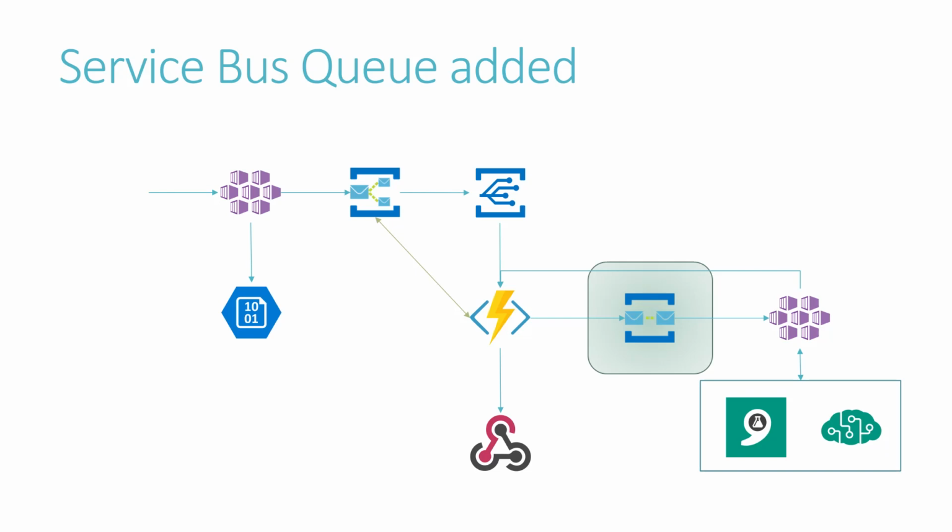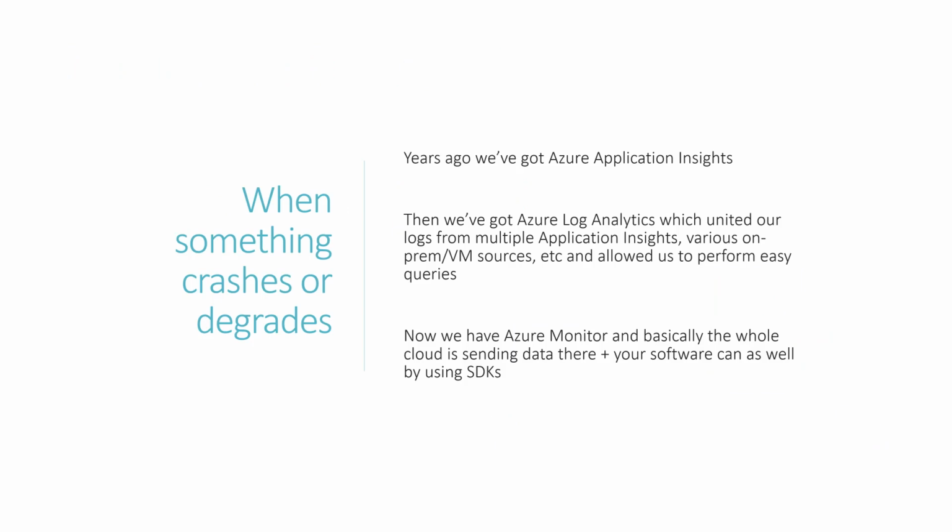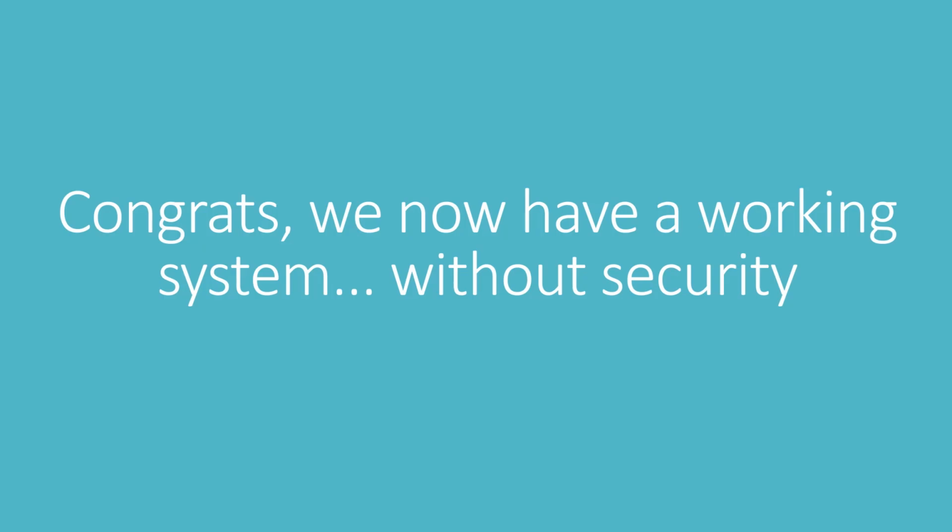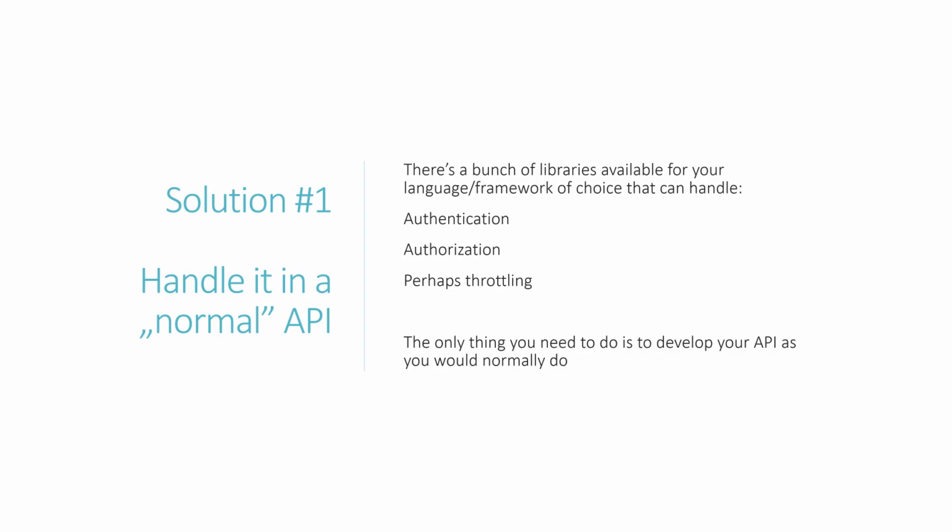Okay, so when something crashes, there's a cool thing called Azure Monitor, which actually listens to the whole cloud and collects all the logs, and you can send more logs there by using the Application Insights SDK. But what we've built doesn't have any security. And there are three ways we can handle that. We can handle it in a normal API by leveraging some capabilities of your framework of choice or by using some libraries, etc. So basically the standard thing you would do.